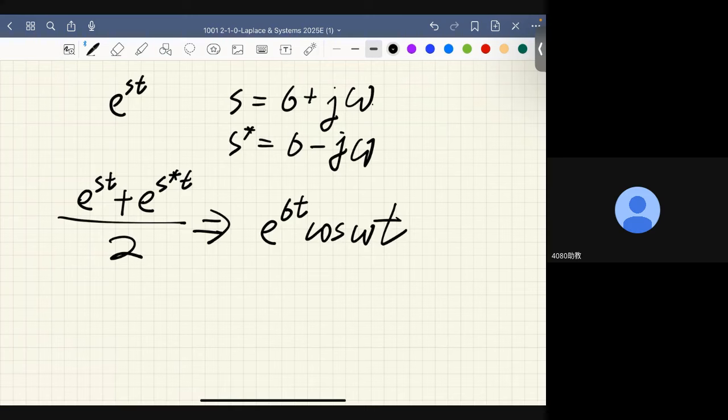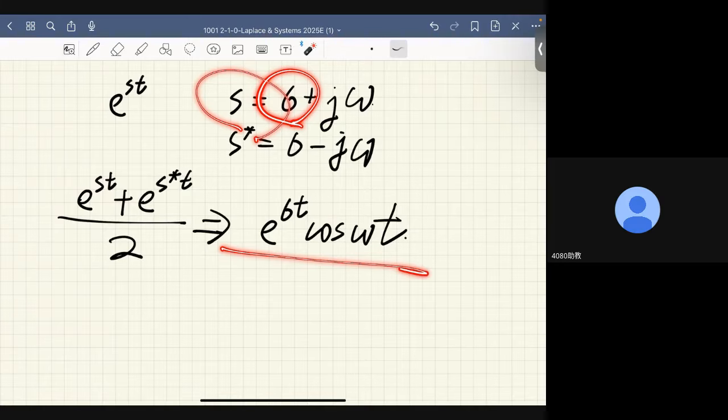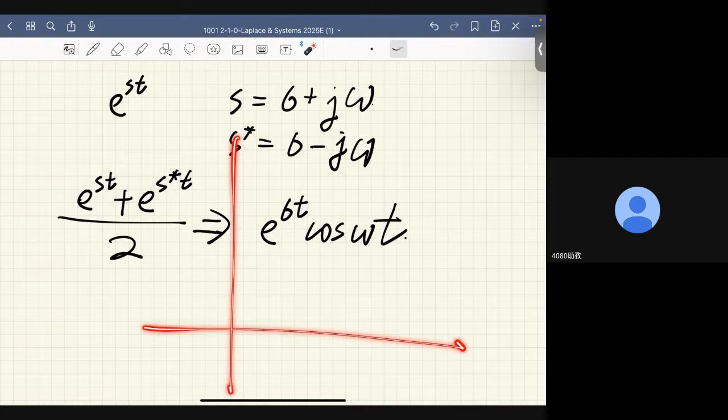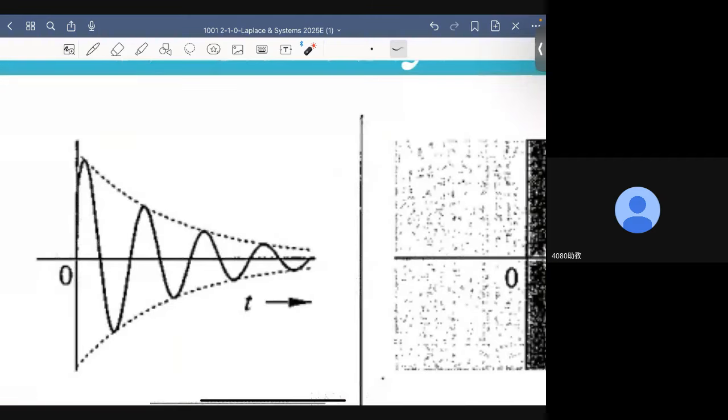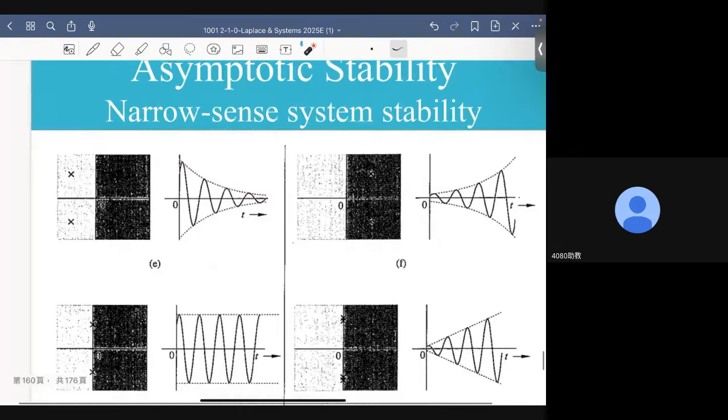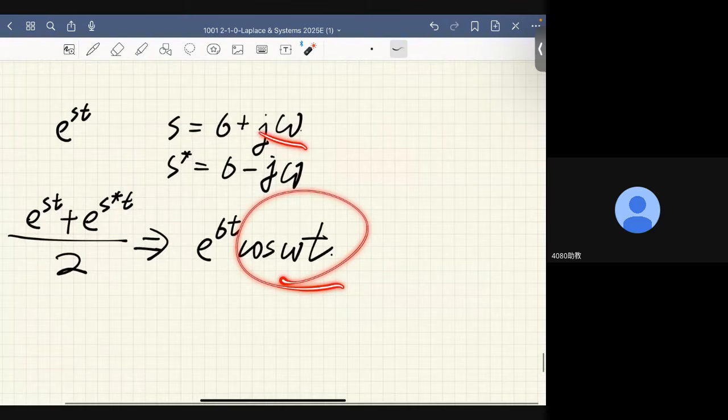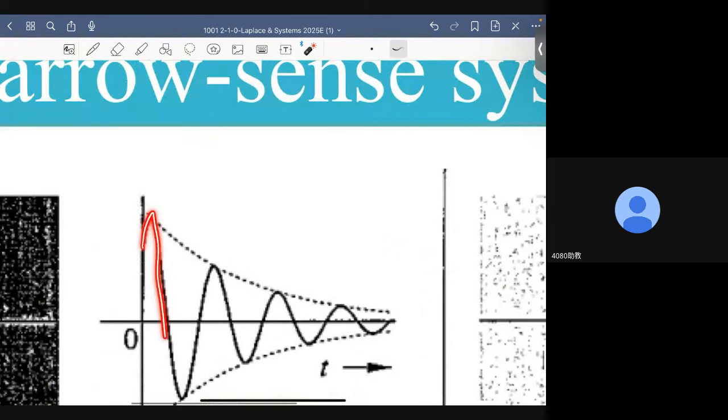Ring a bell? Okay, we saw this before, right? Last time we saw this result, I told you that the real part of s determines the overall shape of the response because it determines the envelope of the response, right? And then the imaginary part of s determines the speed of the oscillation pattern.